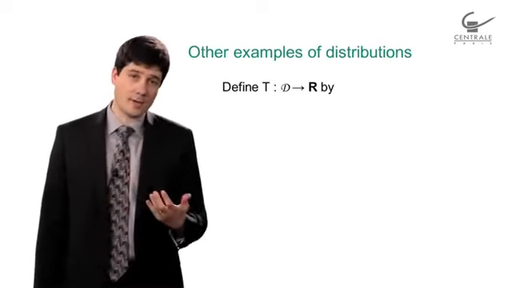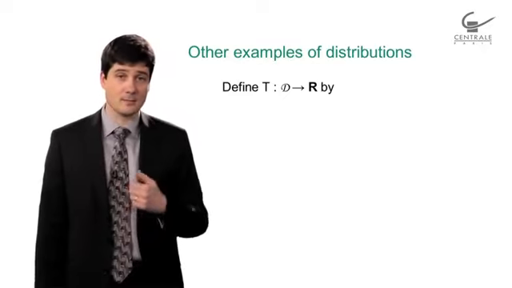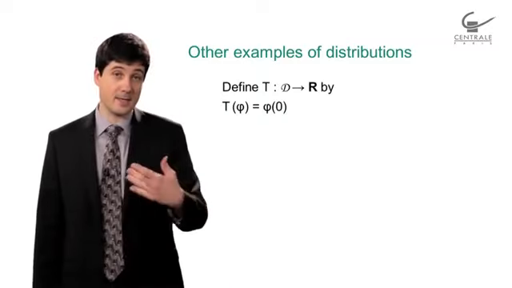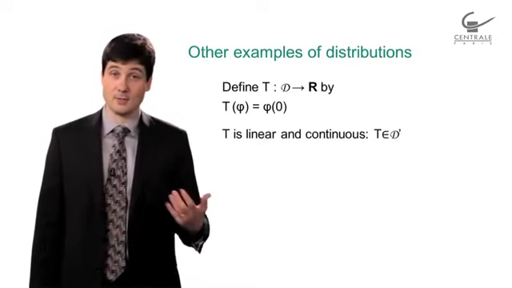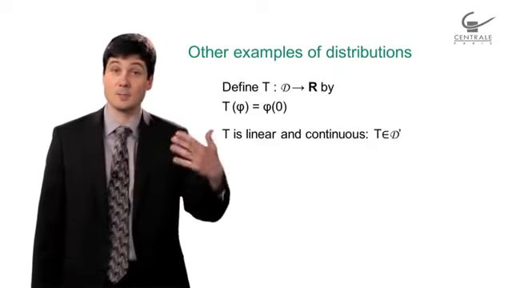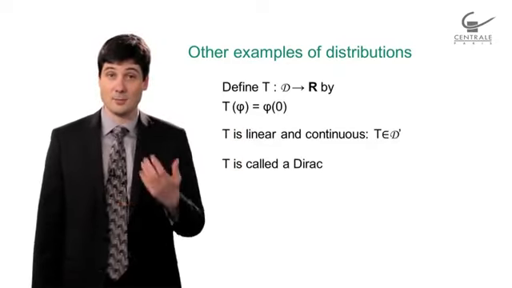I'm going to give you other examples of distributions. Let's actually look at T from D to R defined by T of phi equals phi of 0. Well, T is linear. You can verify this easily. It is continuous, so it is an element of D prime. It is a distribution. It is called a Dirac distribution.